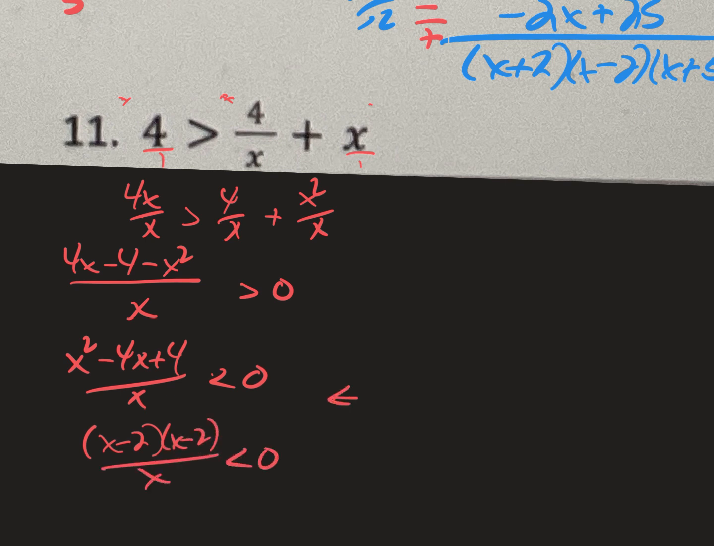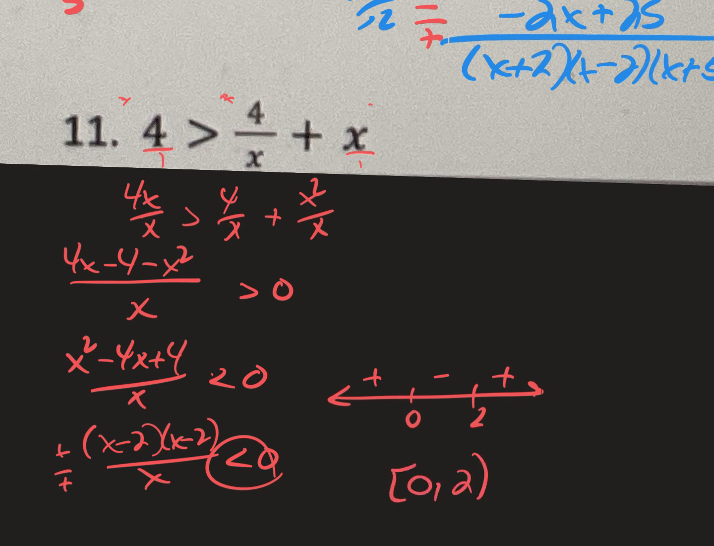Okay, so my sign graph is going to have a 0 and a 2. Plug in 100, the top's going to be positive, the bottom's going to be positive, so it's going to be plus, minus, plus. And I'm looking for less than 0, which is between 0 and 2. So I'm going to put a 0 with a bracket, a 2 with parentheses, because 1's on the numerator and 1's on the denominator. Those last two are pretty good problems.